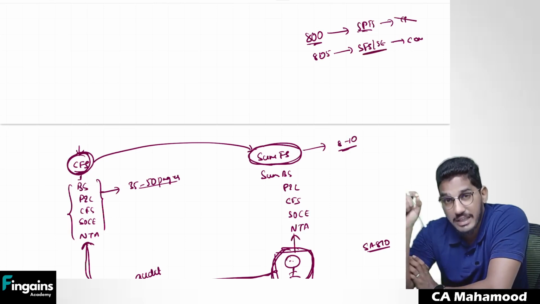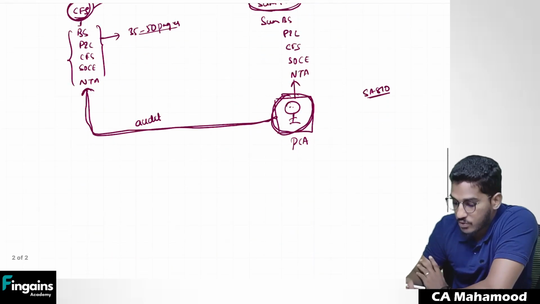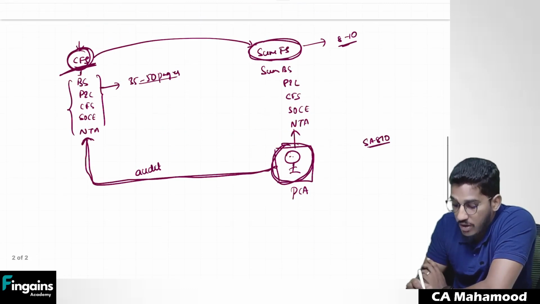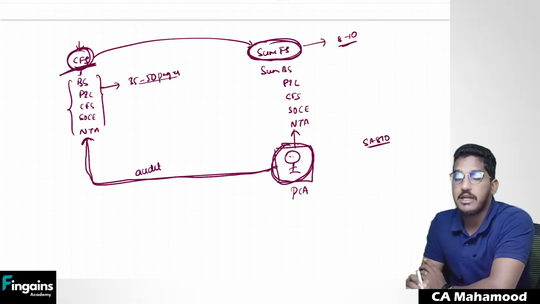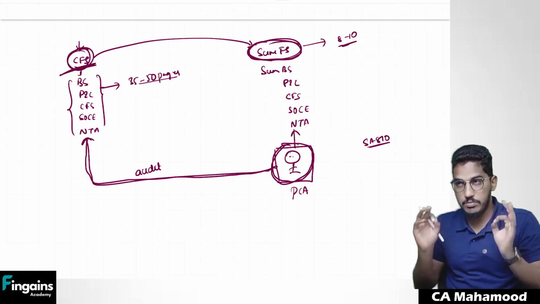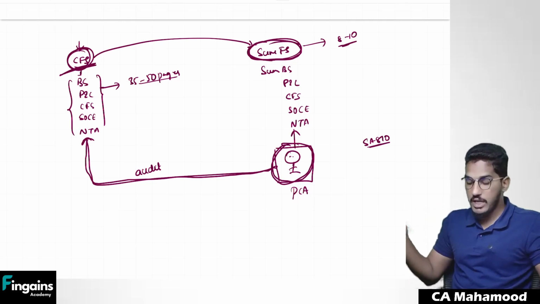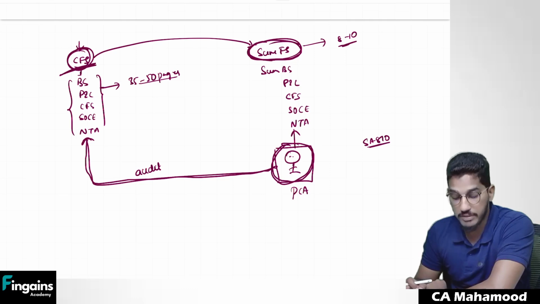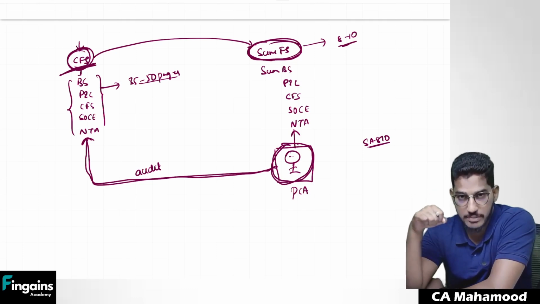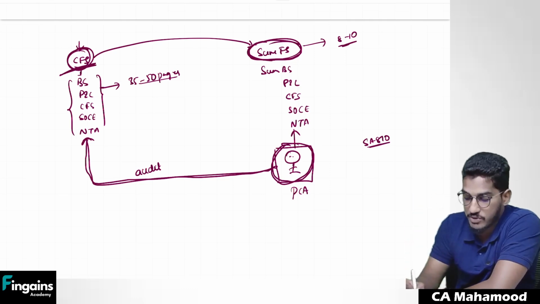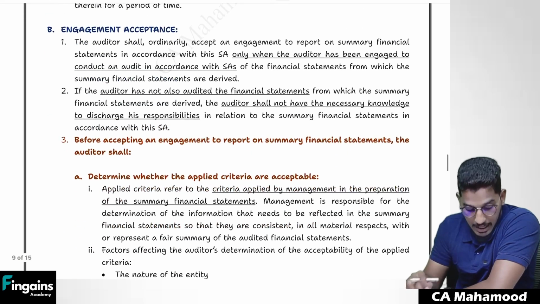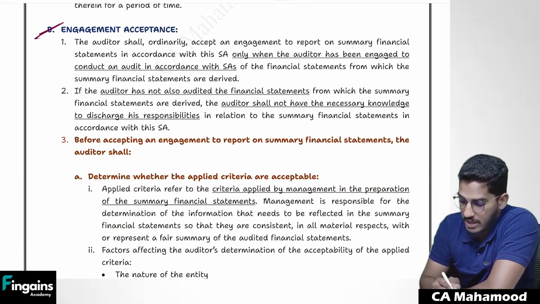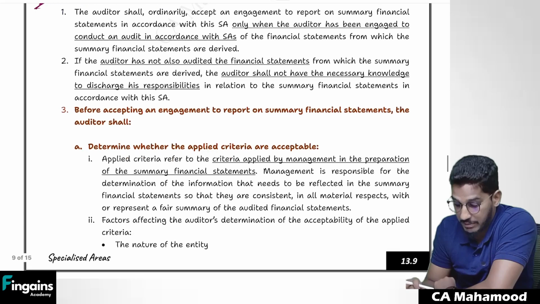But SA 810 has specifically put the condition that if you aren't the auditor who has conducted the audit of the complete set of financial statements, you are not supposed to conduct an audit of summary financial statements also. If you are conducting both, then only accept. If you are not conducting the complete set of financial statements audit, then you aren't permitted to do the audit of summarized financial statements. This is one important thing which you have to keep in mind when the client has approached you and asked you to do that engagement of summary financial statements. So this is one thumb rule which you have to remember.